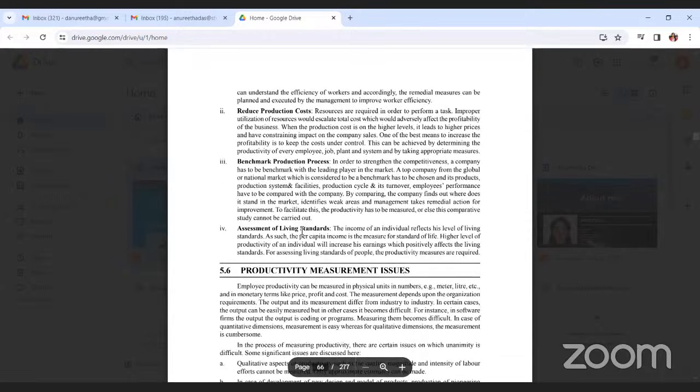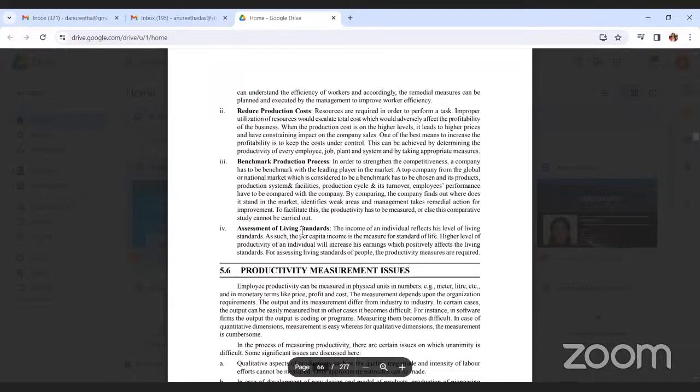Reduce production costs. Now, resources are required in order to perform a task. Improper utilization of resources would escalate total cost, which would adversely affect the profitability of the business. So, how do you reduce production cost? When the production cost is at higher levels, it leads to higher prices, and they have a constraining impact on the company's sales. So, one of the best means to increase the productivity of every employee is the job, the plan, the system, and taking all these appropriate measures.